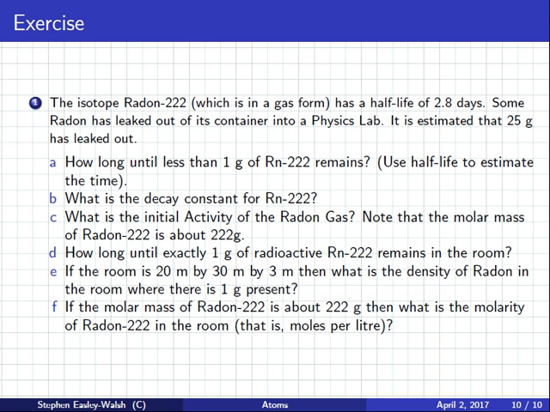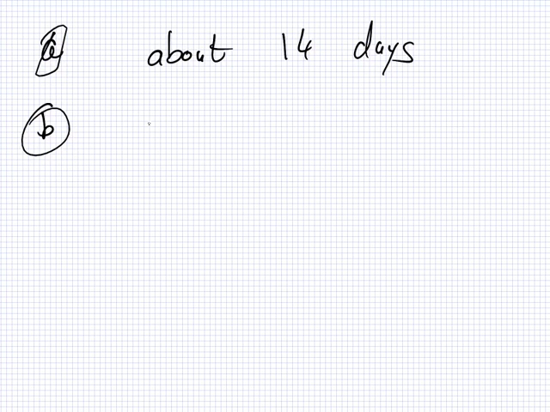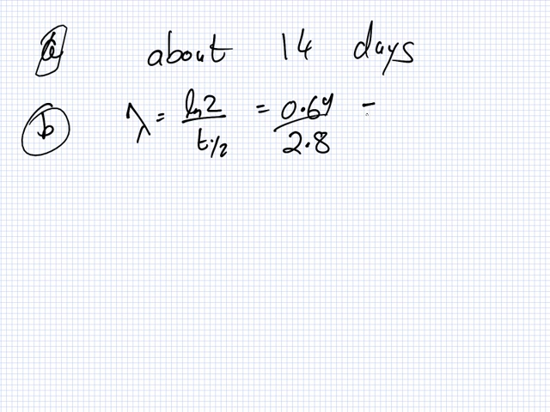2.8 times 10 to the minus 6. Per day or per second? Per second, okay. So I'll do this in days just for kicks. So lambda equals log 2 over the half-life, which will be 0.69 over 2.8. Can you tell me what that is, please? 0.25, we'll say. 0.25 per day instead of per second.